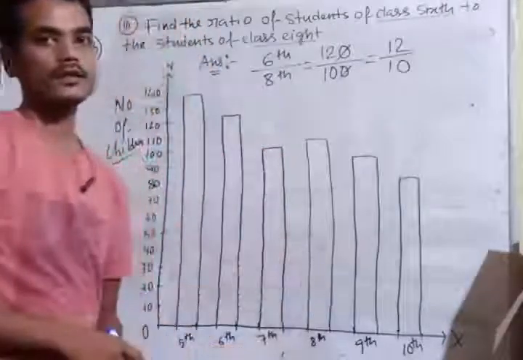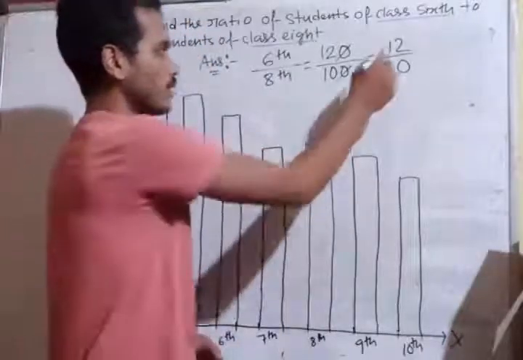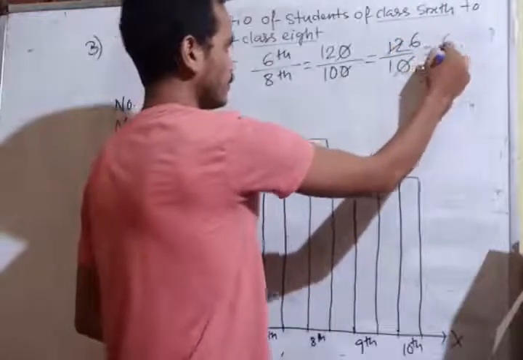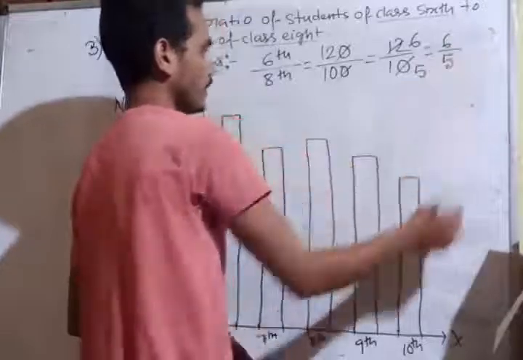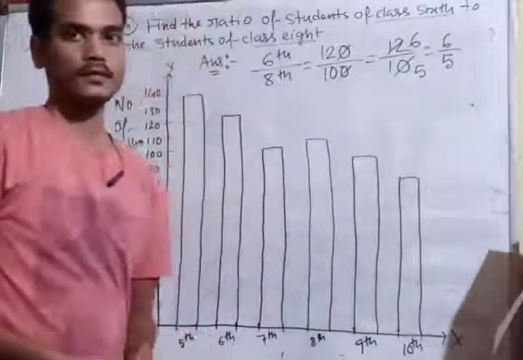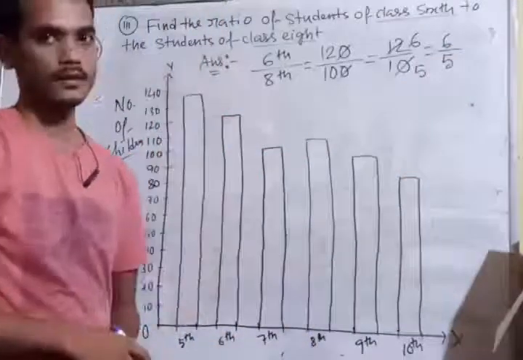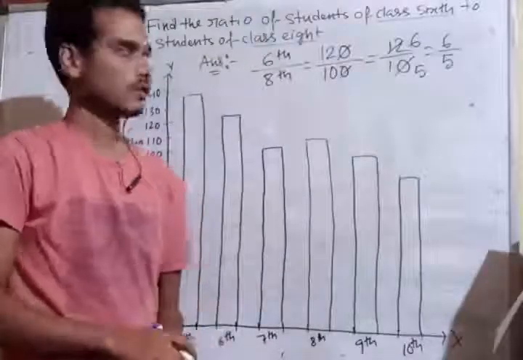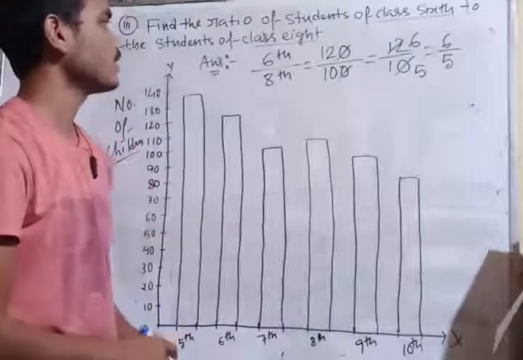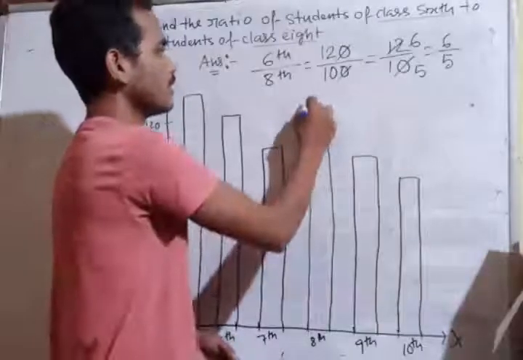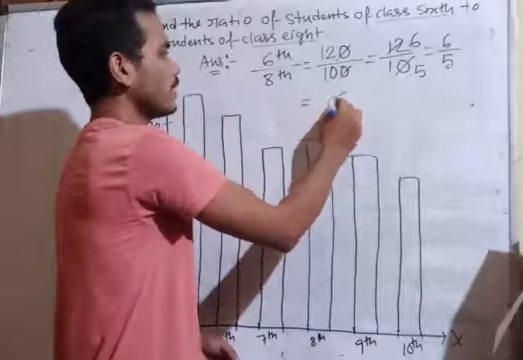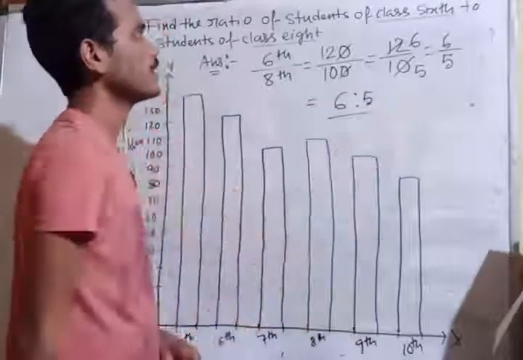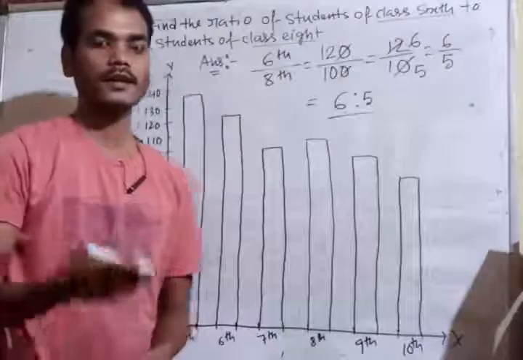Again you can reduce it: 6 twos are 12 and 2 fives are 10. So this is the reduced form, 6 by 5. After that no other numbers are there by which you can divide both of them, means this is the simplest form. So as you have to find a ratio, how will you write this? To write it as a ratio, you will write 6 ratio 5. So this is the ratio of the students of class 6 to class 8.